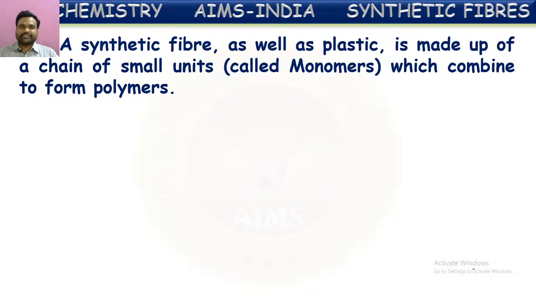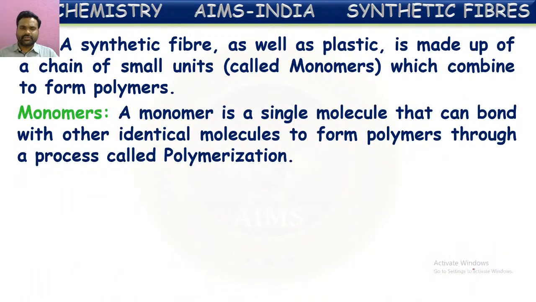A synthetic fiber as well as plastic is made up of a chain of small units which combine to form a polymer. So here the small units are known as the monomers. What are these monomers? A monomer is a single molecule that can bond with other identical molecules to form a polymer through a process called polymerization. So here the word monomer represents a single molecule. So in the formation of synthetic fibers, these single molecules of chemical substances combine together.